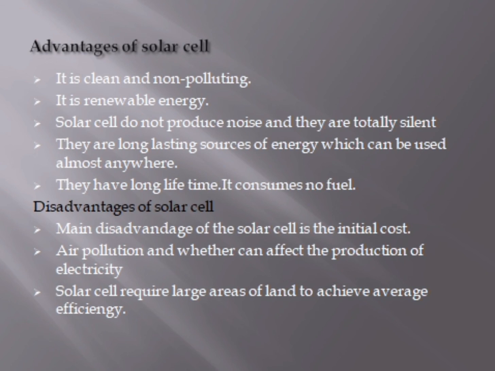Disadvantages of the solar cell. The main disadvantage of the solar cell is initial cost, and also the silicon used is very expensive. Solar cell only generates electricity during daytime. To achieve average efficiency, solar cell requires a large area of land. Production of electricity affects air pollution and weather.